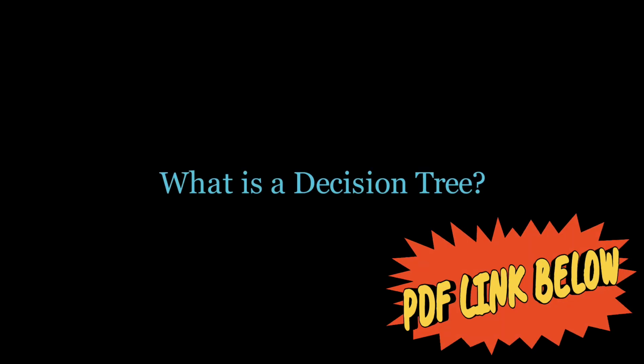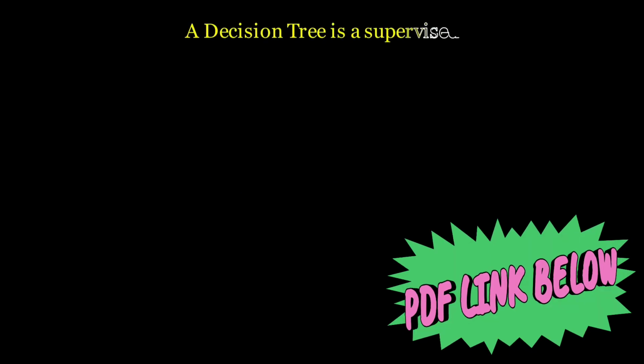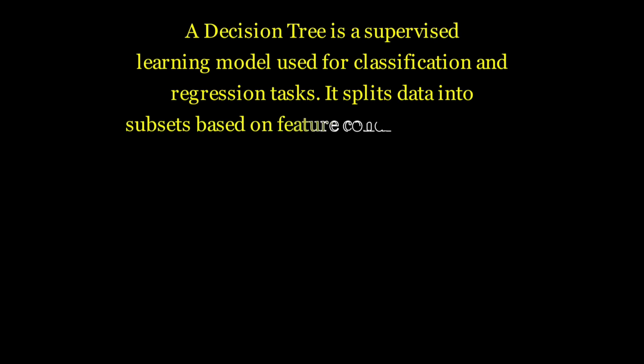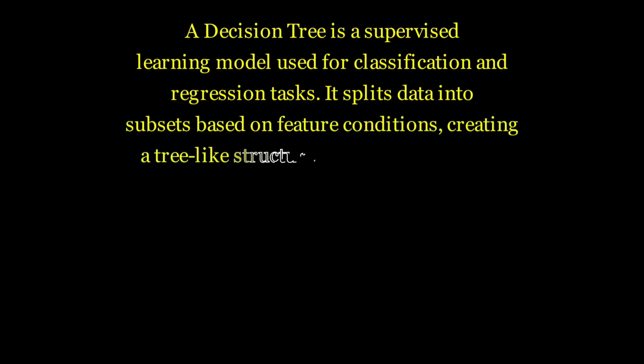What is a decision tree? A decision tree is a supervised learning model used for classification and regression tasks. It splits data into subsets based on feature conditions, creating a tree-like structure where decisions lead to outcomes, leaf nodes.